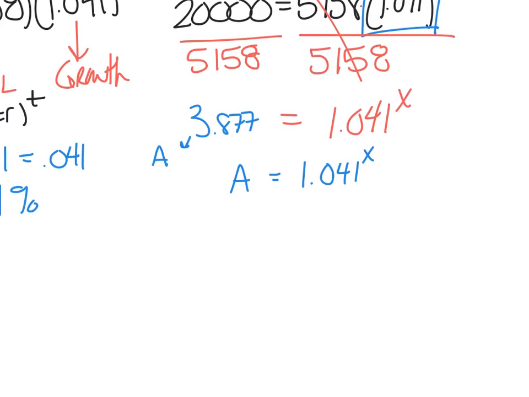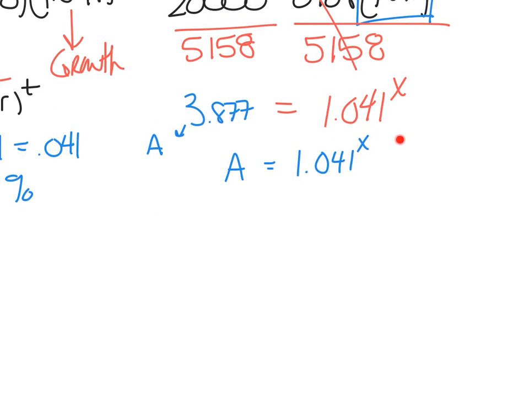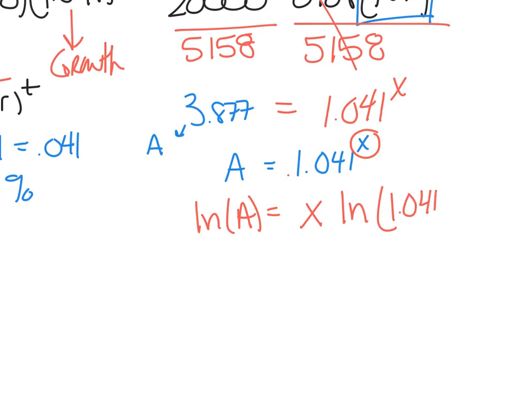Now recall this is an exponential equation because that exponent is where the variable is. The only way to solve an exponential is to take the natural log or log of both sides. When I do that here, I'm going to get the ln of A. You can use common log if you want as well. When I put the ln in front here, remember that exponent is going to come down in front. So I'm going to get x times the ln of 1.041. To solve for x, I'm just going to divide both sides by the ln of 1.041.